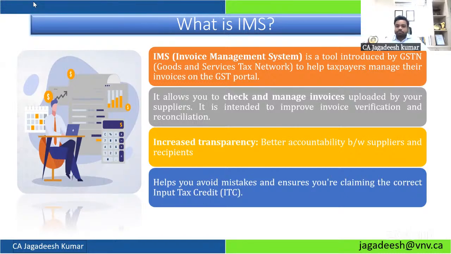Like in GSTR-1, you can track on which invoice you have paid the tax. But in GSTR-3B, till date, you have no such option to see on which invoice you have availed the credit. With the help of IMS, you can track on which invoice you are availing the ITC. It also increases transparency and accountability between suppliers and recipients, helps you avoid mistakes, and ensures you are claiming the correct input tax credit.